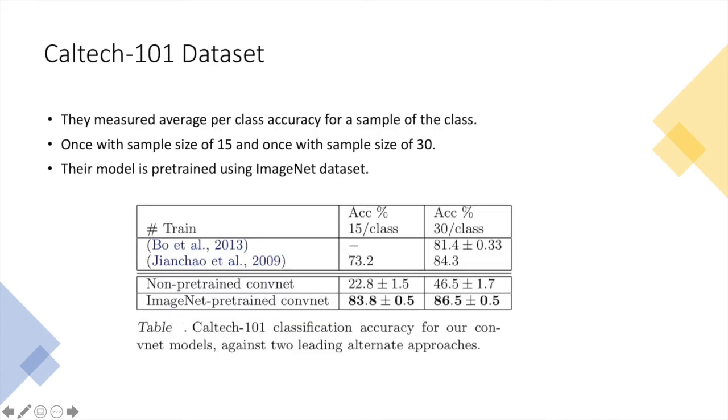performance. For the Caltech-101 dataset, the metric that they have used to compare the pre-trained and non-pre-trained models' performance is the average accuracy of each class for a sample of that class. We can see that the accuracy of the pre-trained model is twice that of the non-pre-trained model.